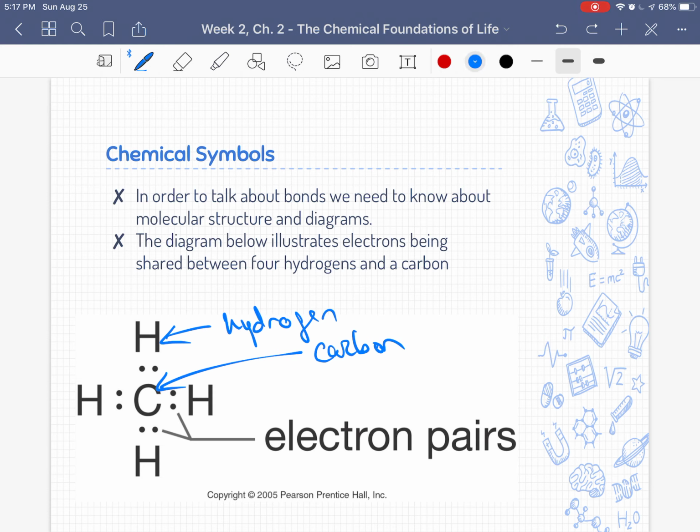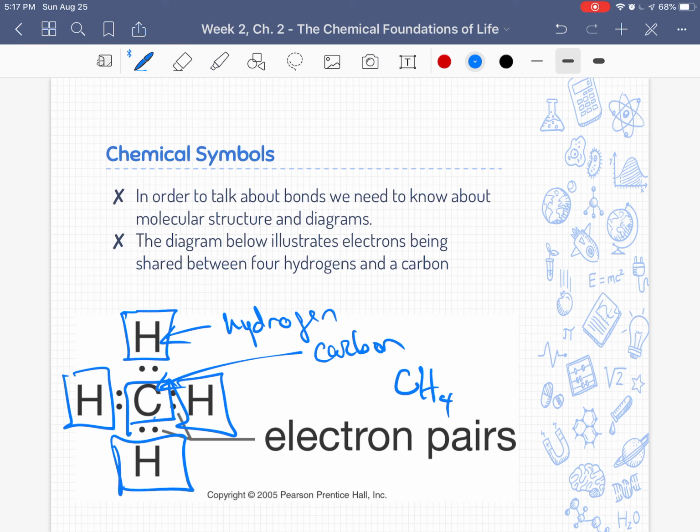All right, so what else can we learn from this diagram right here? We have one carbon atom, and we have 1, 2, 3, 4 hydrogens. And now we have a molecular formula where we have CH4, which is methane. So diagrams and notations and things like that can help us explain what's going on. So the diagram below shows electrons being shared, which is a type of chemical bond between 4 hydrogens and a carbon.